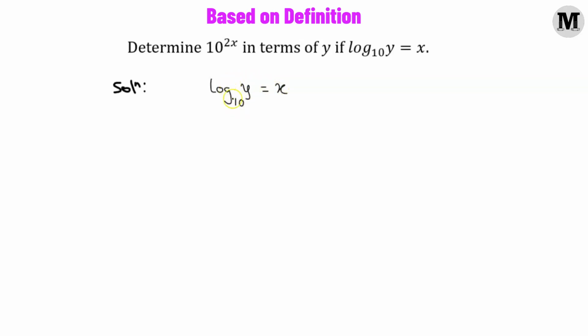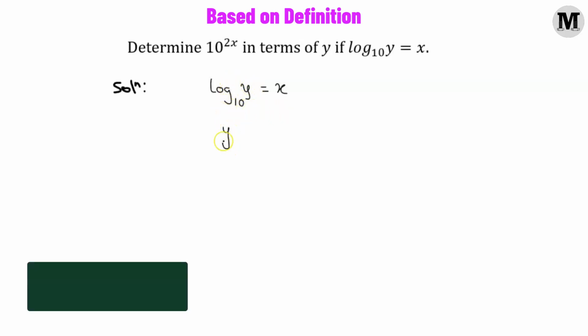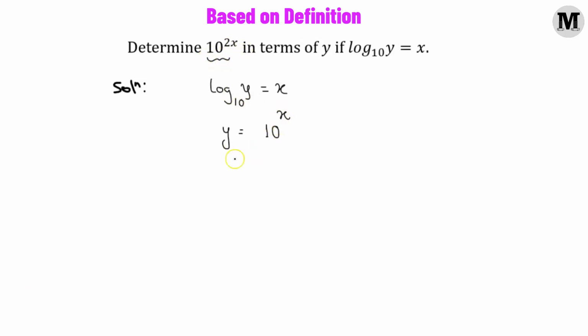Now if we use the definition and convert this to exponents, then we will get y equals the base 10 raised to the power of x. Fine. Now what we have to do is find 10 raised to the power of 2x. So let's change the position. So we have 10 raised to the power of x equals y.